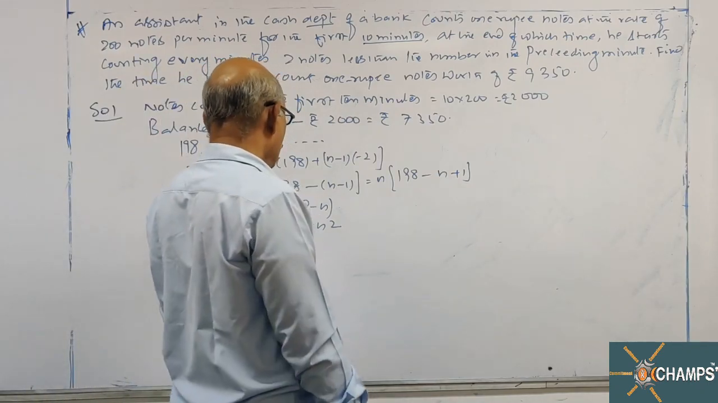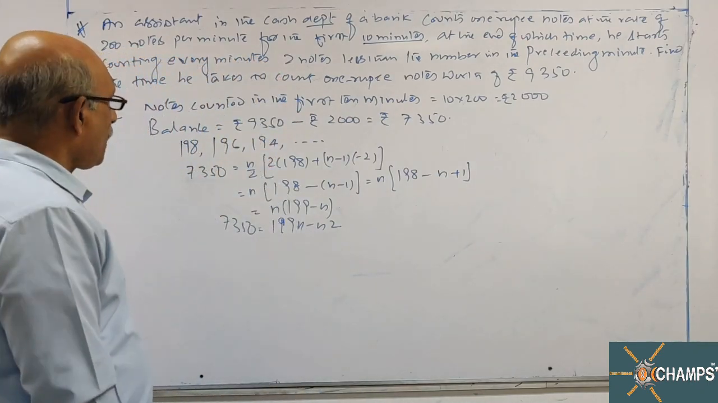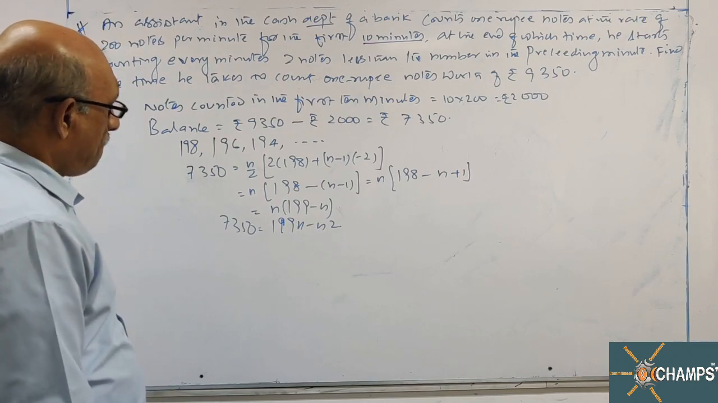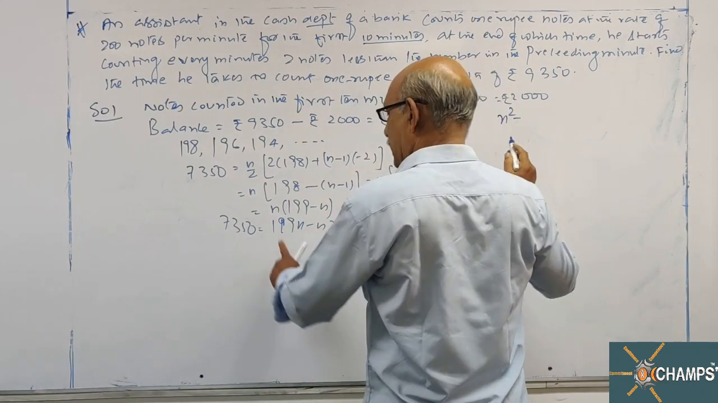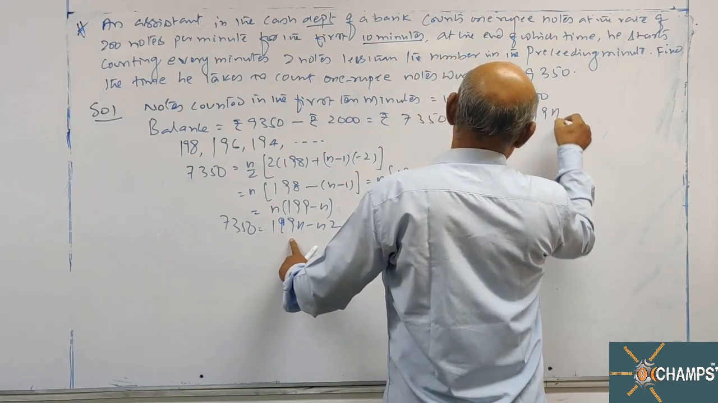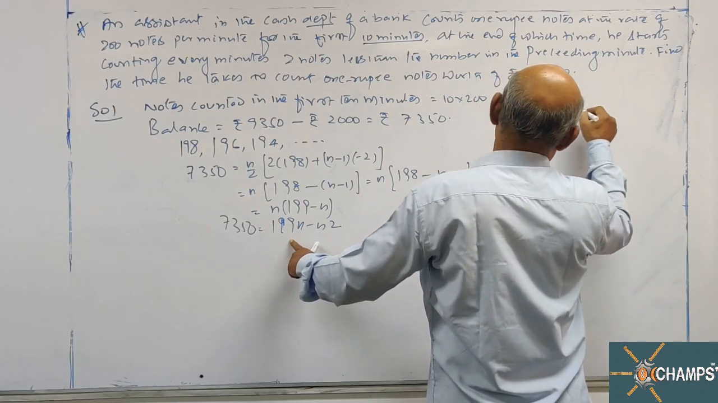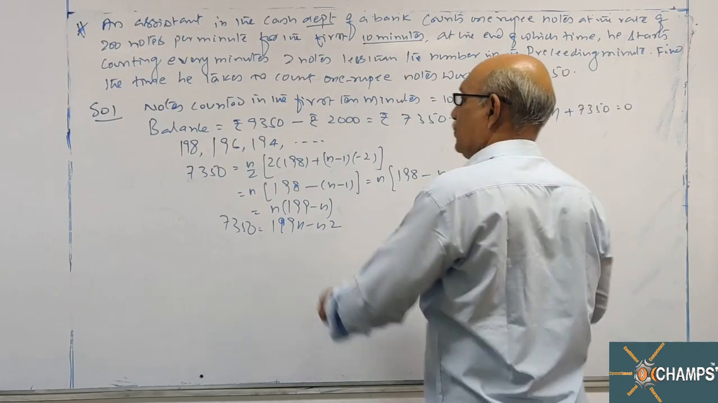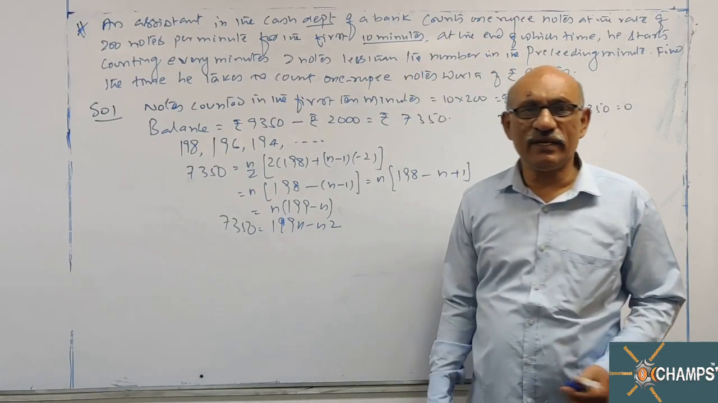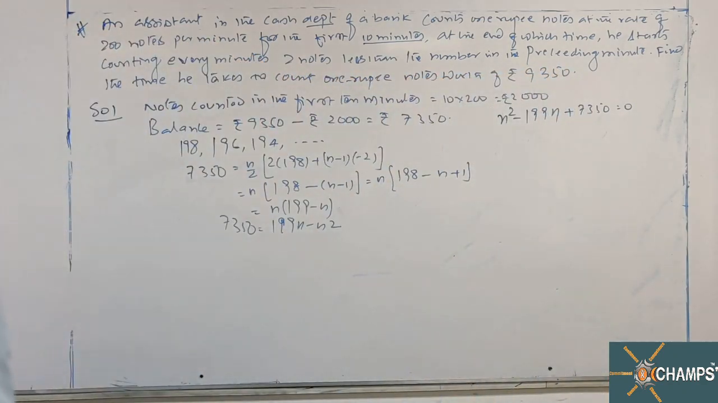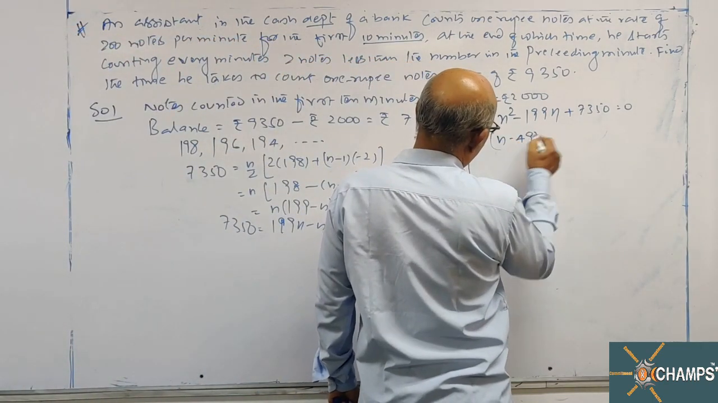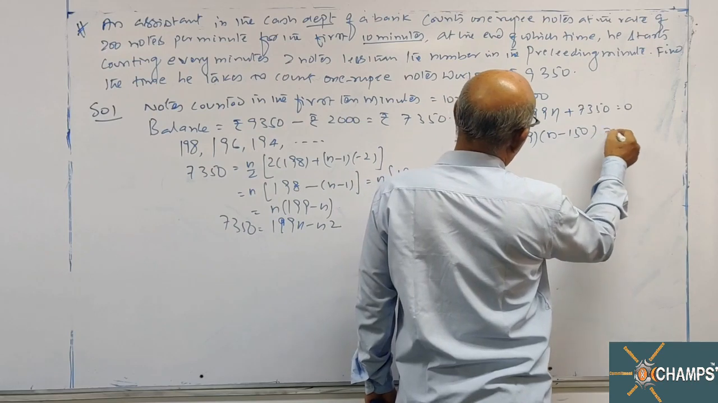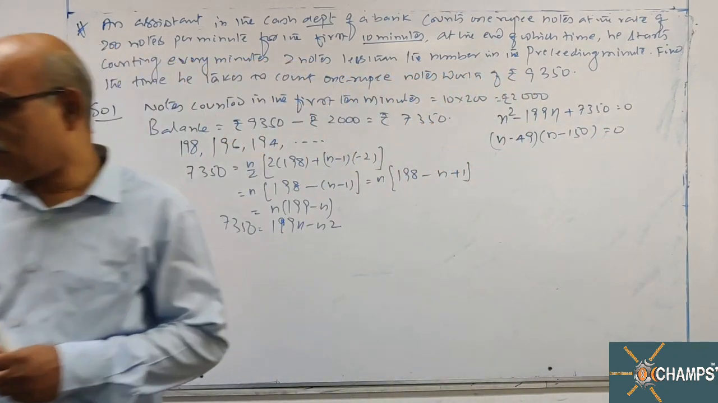Bring all the terms to one side. n square minus 199n plus 7350 is equal to 0. It is a quadratic equation in n. Let us factorize this. (n minus 49) into (n minus 150) equal to 0. Verify this.